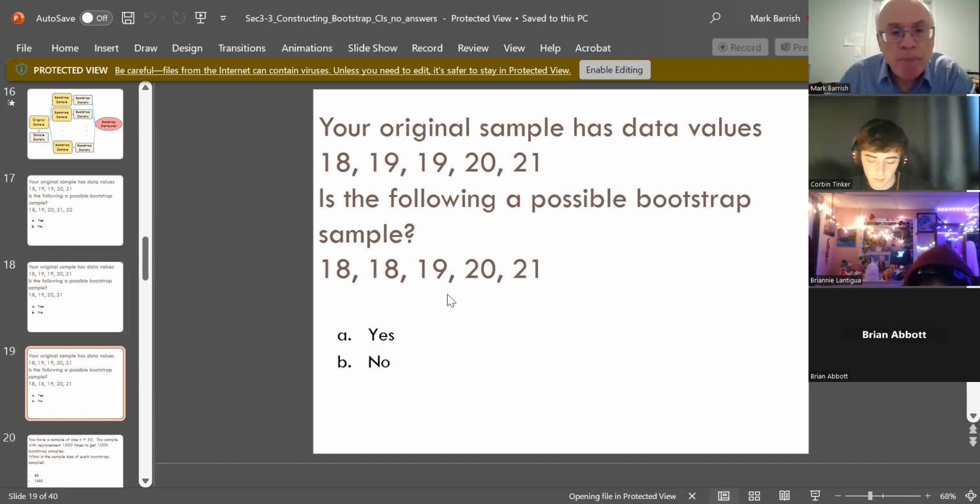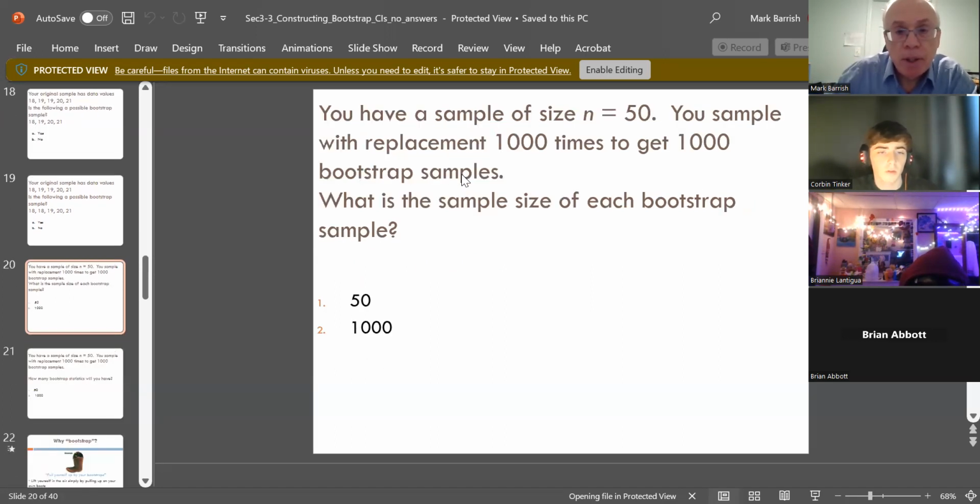Can this be a bootstrap sample? Yes. Because 18, 19, 20, and 21 are the values in the original sample. And in this case, instead of having 2 19s, you have 2 18s. That's perfectly possible, right? If you're sampling one at a time with replacement, you could get a sample that looks like this. And this would have a different sample than the original sample. All right, good.